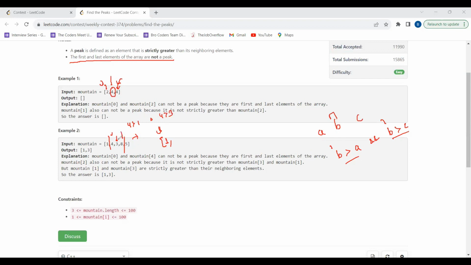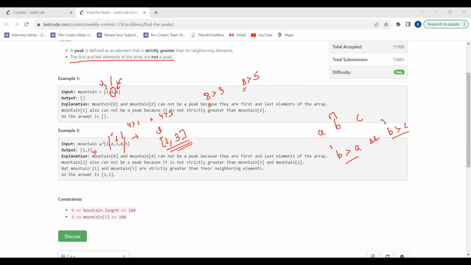We'll go to 8. Now to the left of 8, we have 3. 8 is greater than 3. To the right of 8, we have 5. And 8 is also greater than 5. So we can take in the index of 8, which is 3. And this is our answer. And yeah, we can return this array.